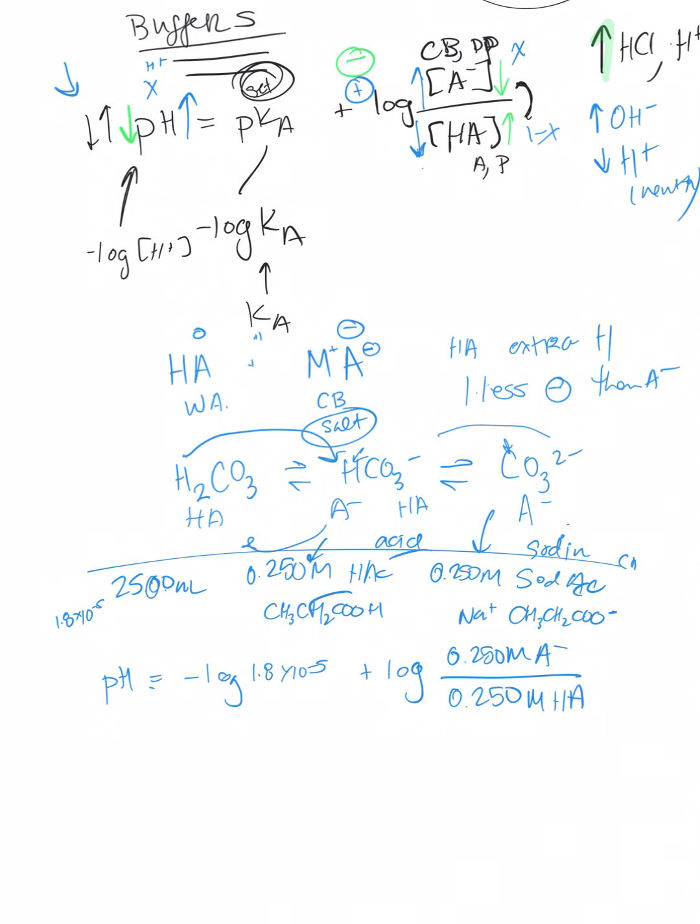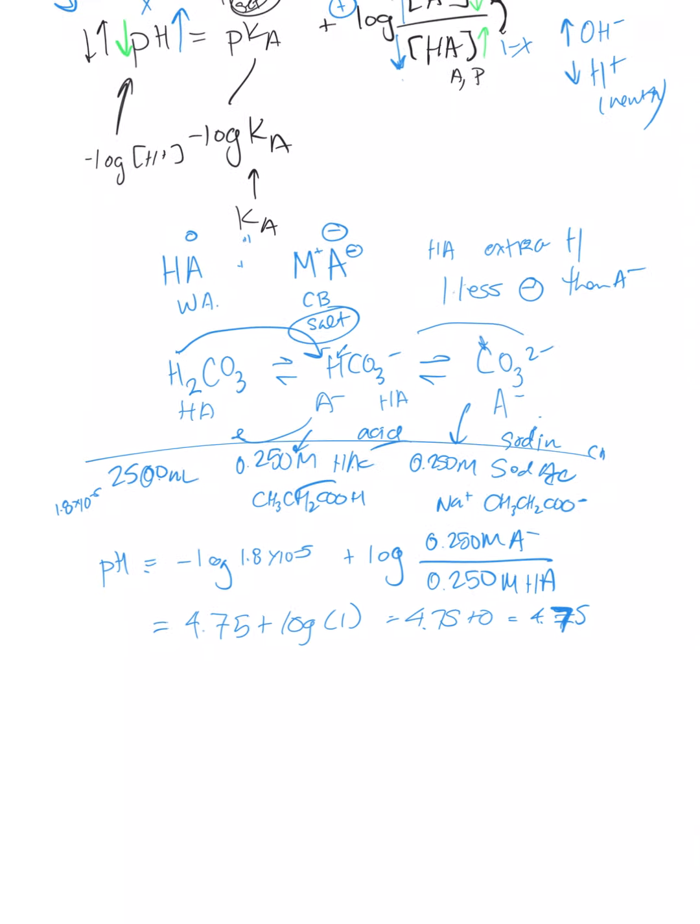So, if we go through and we do that, we get the negative log of 1.8 e to the negative 5, okay? So that's 4.75 plus the log of 1, so that's 4.75 plus 0 equals 4.75. Okay, so this reveals a really interesting situation where we see what the pKa is. The pKa is the pH at which our A minus and our HA are equal. Fun fact, all right?